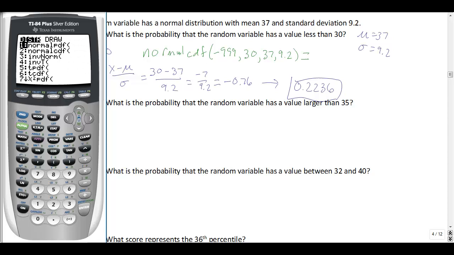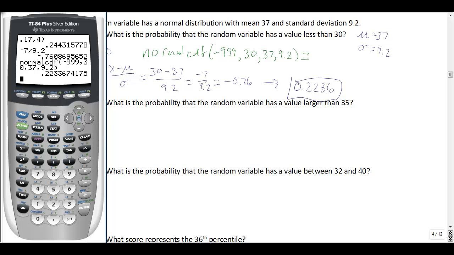So I go second distribution, normal CDF, and I'm just going to do negative 999, comma, 30, comma, 37, and then the standard deviation is 9.2. Close that up, and I get 0.2234 here. Note there's a slight difference between the answer from the table and here. That's coming about because we rounded this negative 7 over 9.2, and that's as precise as our table was. So really, this negative 7 over 9.2 is negative 0.760. That's between negative 0.76 and negative 0.77.